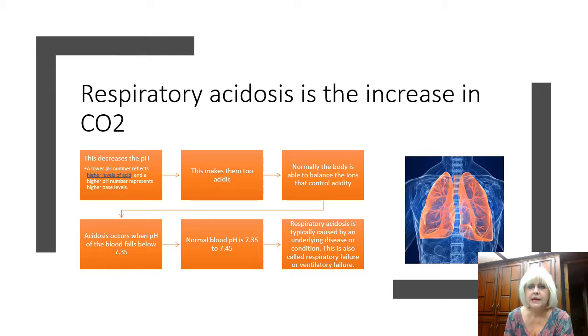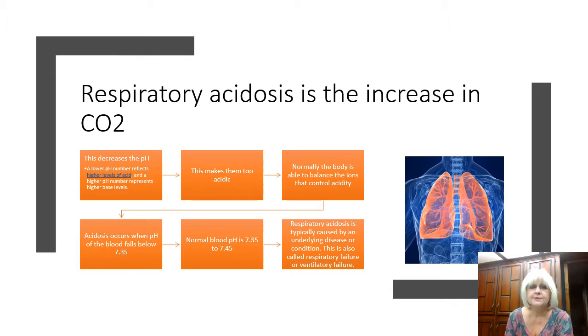And a lower pH means that the acid levels are higher. Just the opposite is also true: if you have a high pH value, it will mean a higher base level. When we say base, we're referring to alkaline. So when the carbon dioxide increases or builds up, the pH level decreases, and this makes it too acidic.